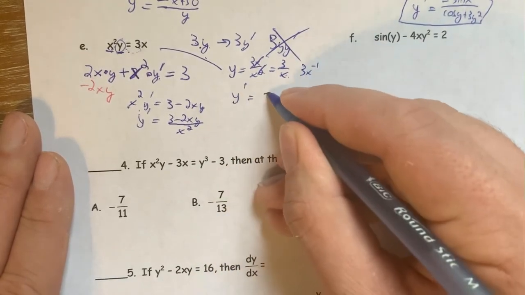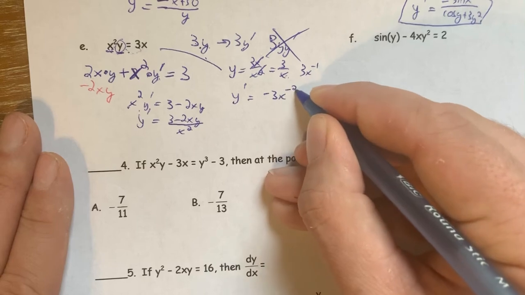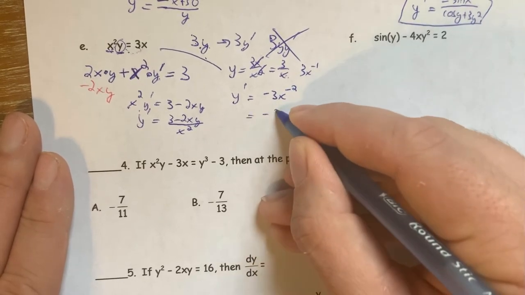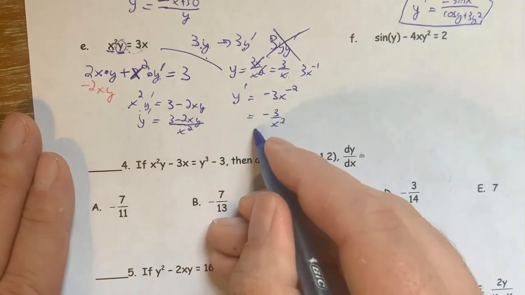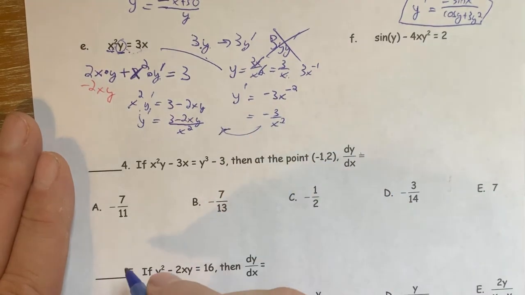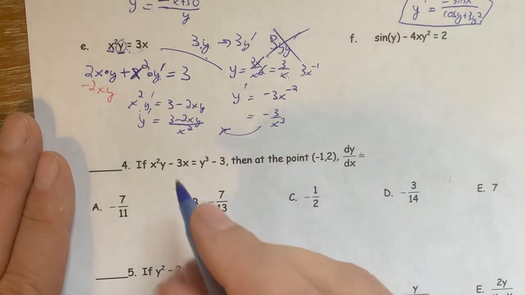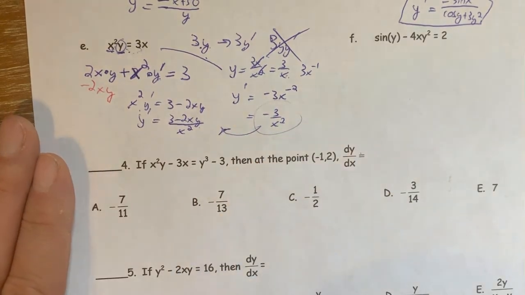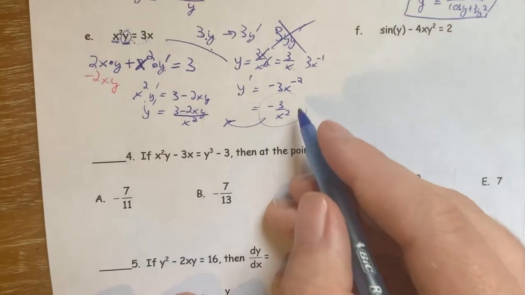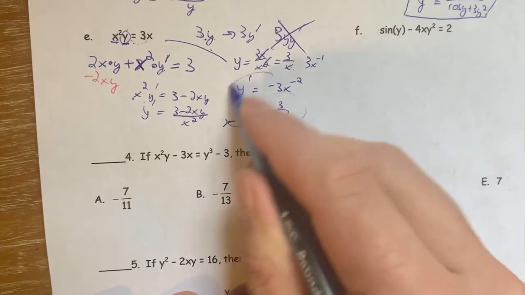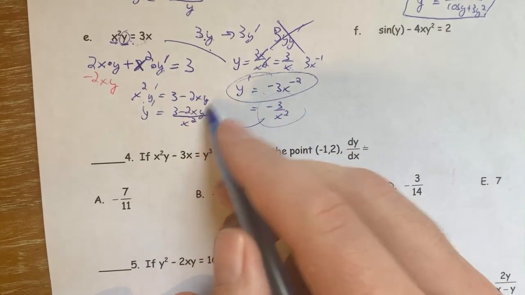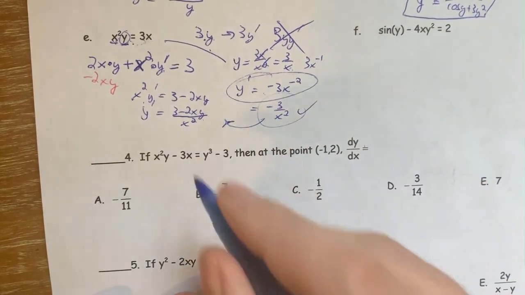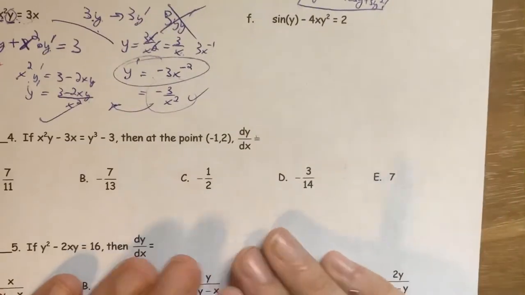And so y prime equals negative 3x to the negative 2 power, which is negative 3 over x squared, which doesn't quite look like this, but it turns out is the same thing. If you were to solve for y and plug it in, it comes out the same. So kind of weird, but sometimes it's easier to just solve for y. This is a nicer formula. This would be fine. All right.